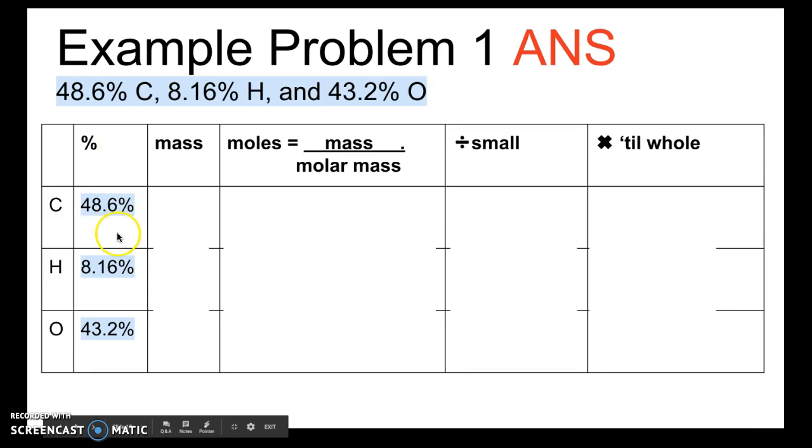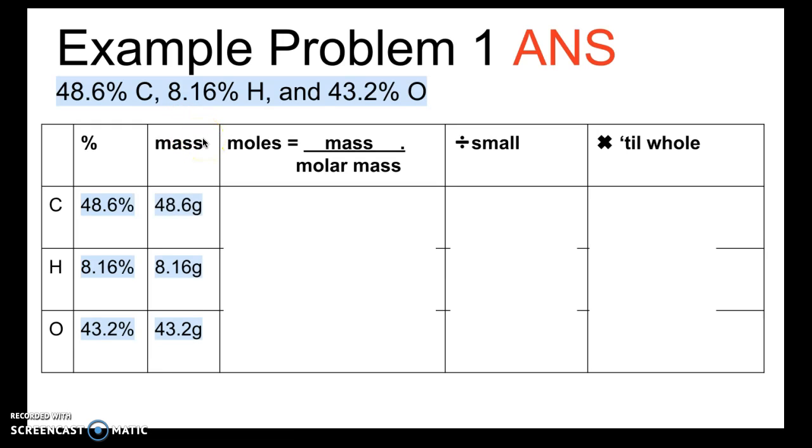All right, so I'm given the percentage of each item. To go from percent to mass, all I do is change the percent to grams. The reason why that works is because if you assume that you have a 100 gram sample, then 48.6% of 100 grams is 48.6 grams. So basically you can make that assumption and change all percentages into grams.